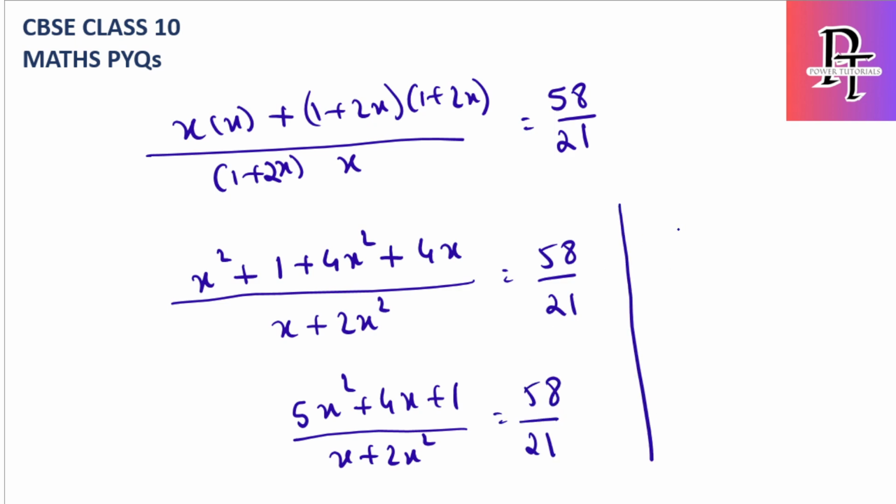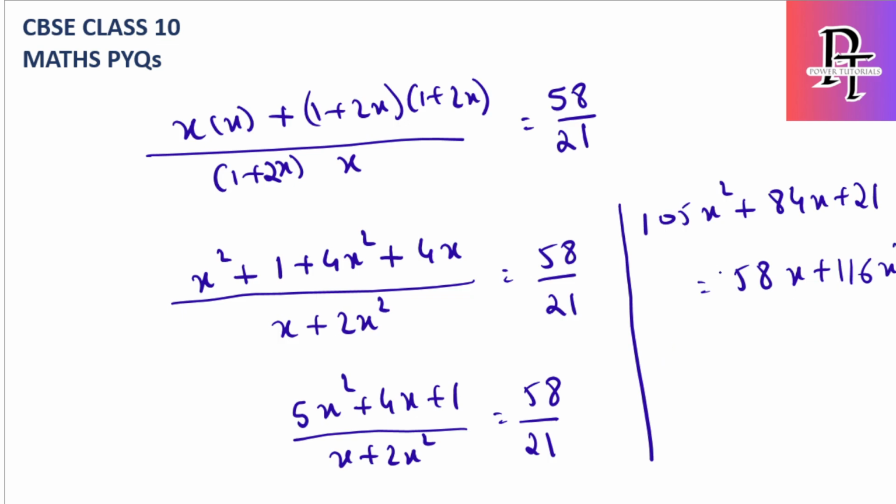I'll write it here in one more step. Now cross multiplying, this becomes 5 into 21 is 105 x square plus 84x plus 21 is equal to 58x plus 58 into 2, that is 116 x square.